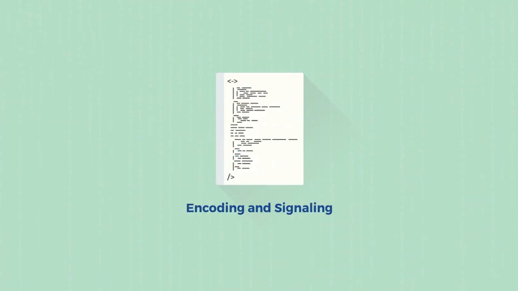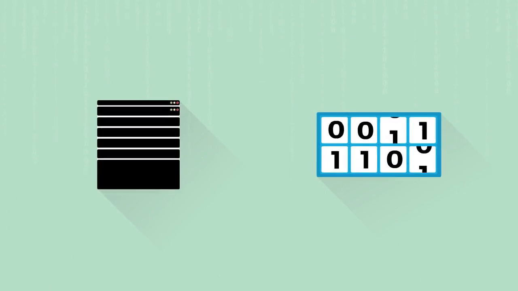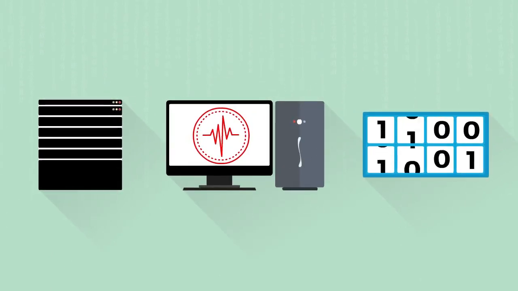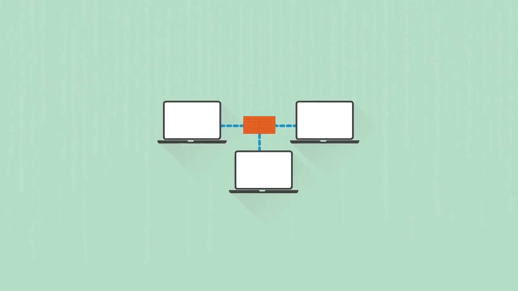Then we see encoding and signaling. This is used to transform data from bits, ones and zeros, into electrical signals. Those signals are then sent over the network.